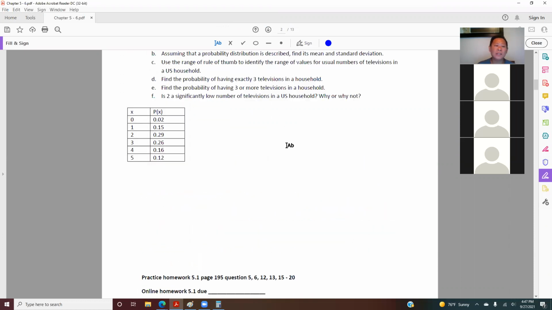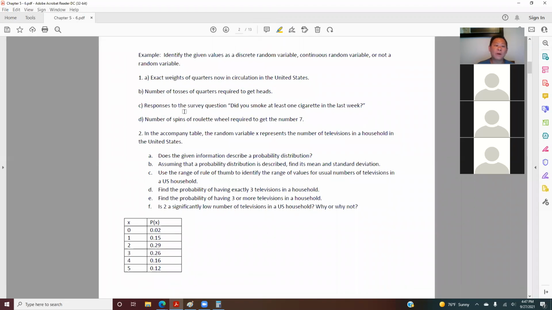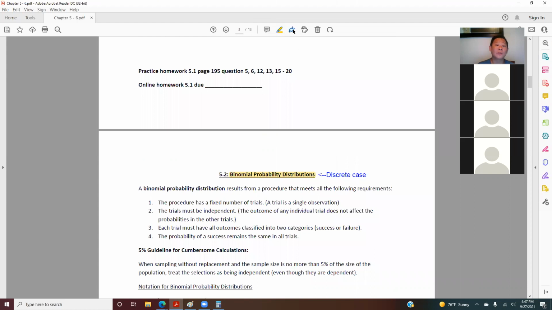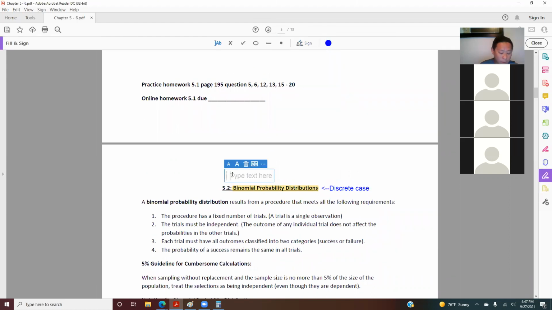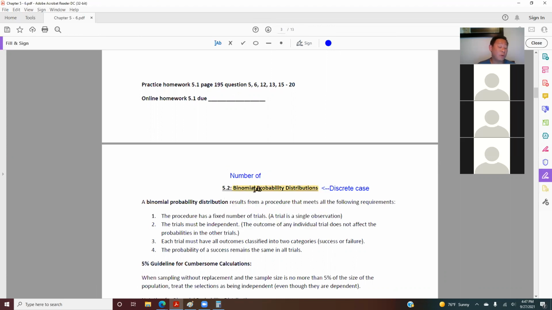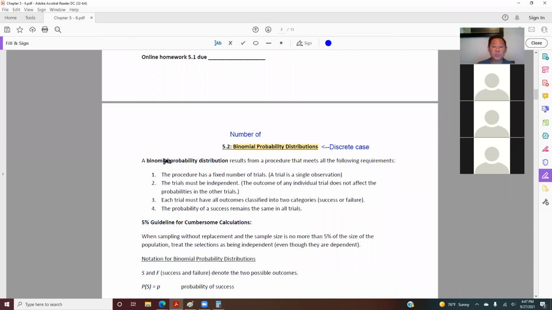And how do we know it's discrete? The keywords for it are "number of." Remember "number of." Every time you see "number of," that is the discrete case. So for this, we also will talk about "number of," and that's why we will tie this together with chapter 5. But it has to be binomial in this case. So what is a binomial probability distribution?